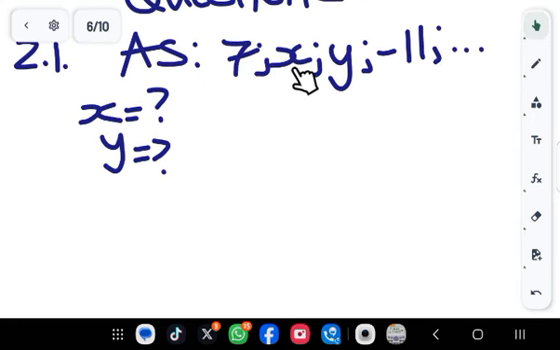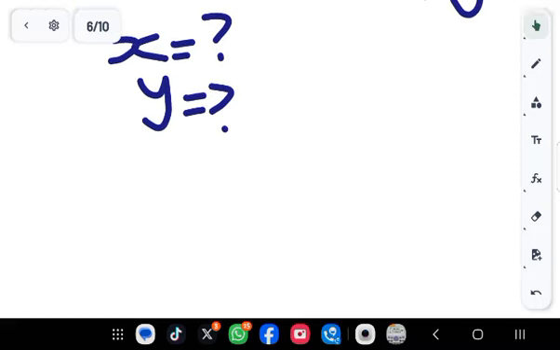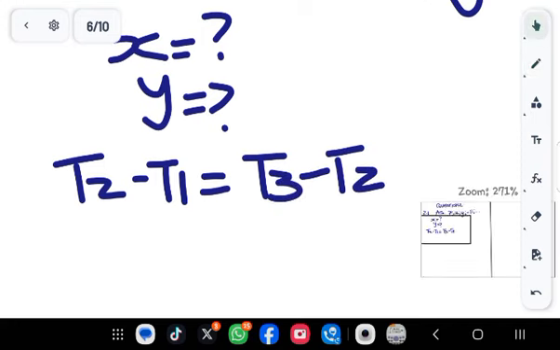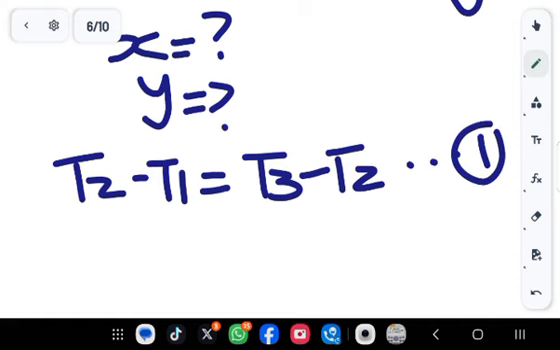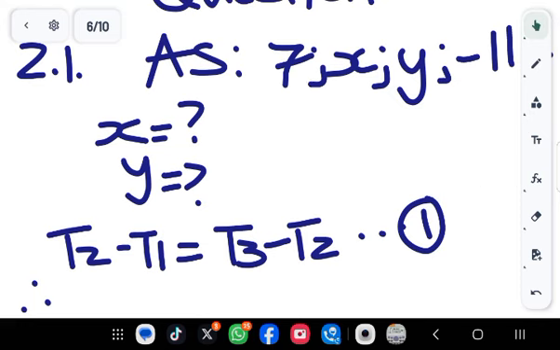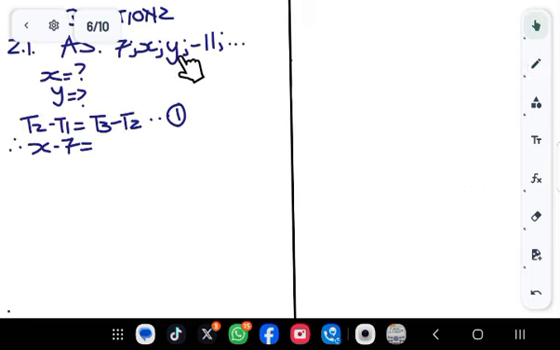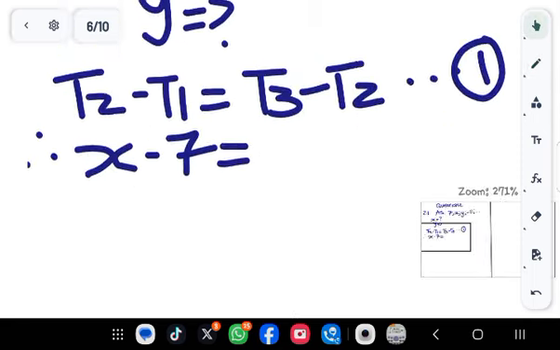So meaning that T2 minus T1 must be equal to T3 minus T2. And we'll make that our equation 1, and you will see why we make that equation 1. So now let's substitute the values. So that will be x minus 7, and that will be equal to y minus x.